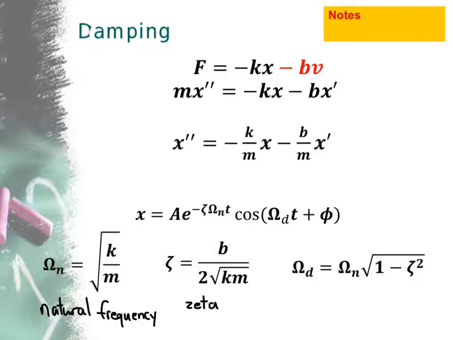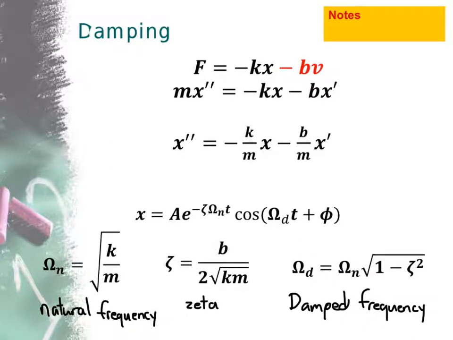And then we have something called omega d. Notice that omega n is not in here. It's not the natural frequency now, but a damped frequency. That's exactly what this is called: omega d is called the damped frequency. So the damped frequency is equal to the natural frequency times the square root of 1 minus zeta squared. You'll notice that this number has to be less than 1, which means that omega d has to be less than omega n.